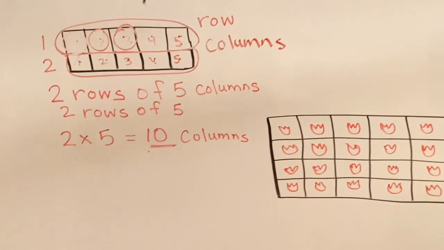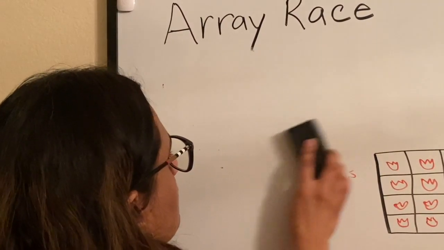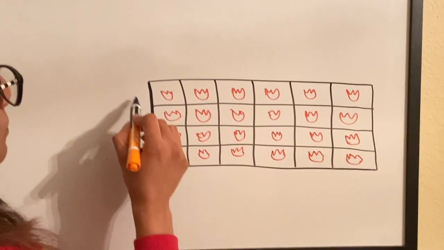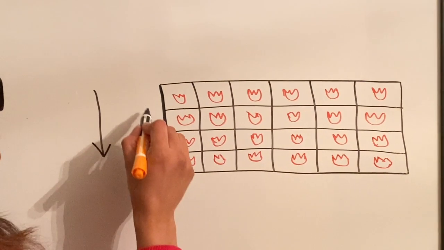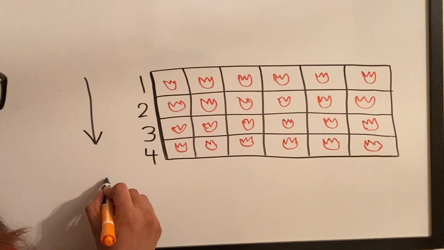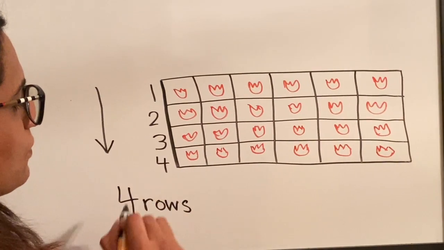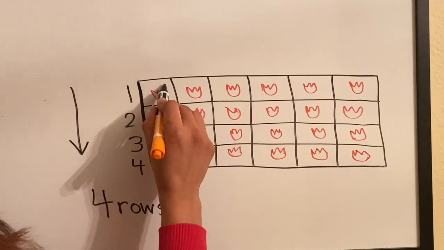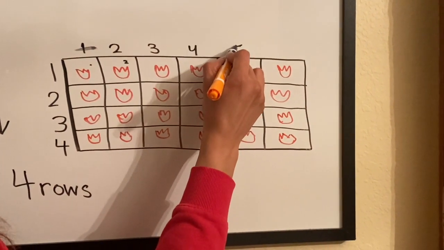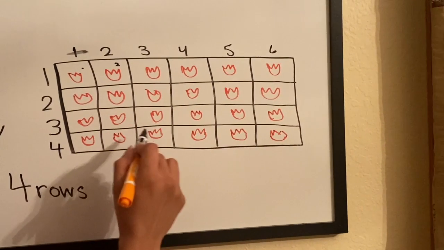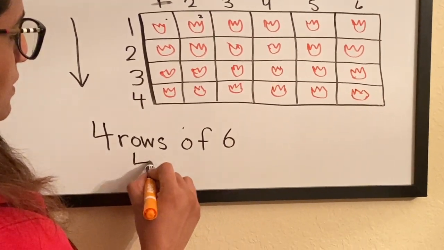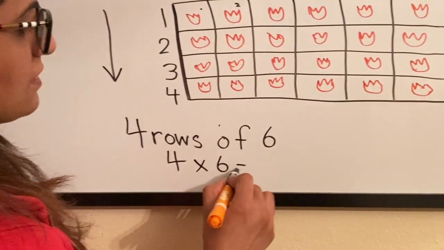Now let me do another example. So here I want to see how many rows do I have. So always remember rows go downward. So let me count. 1, 2, 3, 4. So I have 4 rows. Now I want to see how many columns do I have. 1, 2, 3, 4, 5, 6. I have 6 columns in each row. So I can write 4 rows of 6.